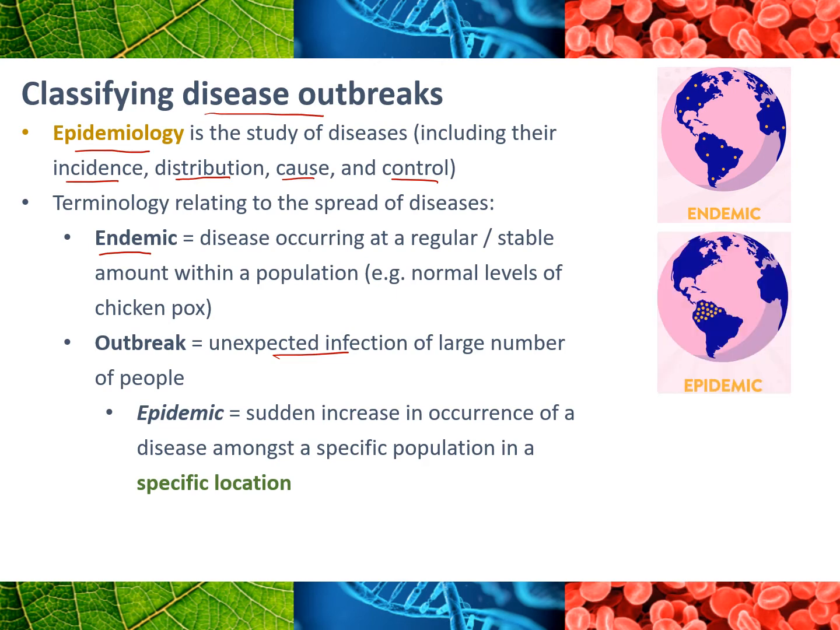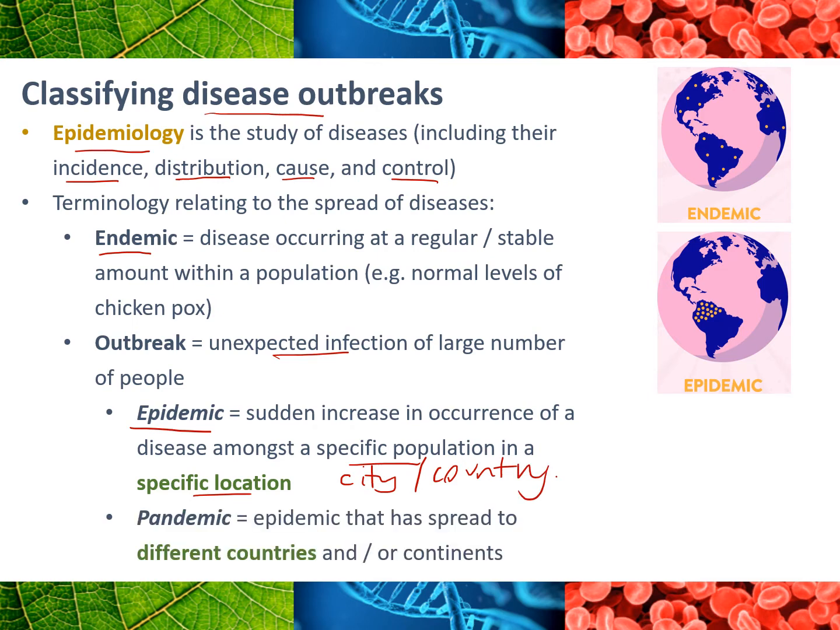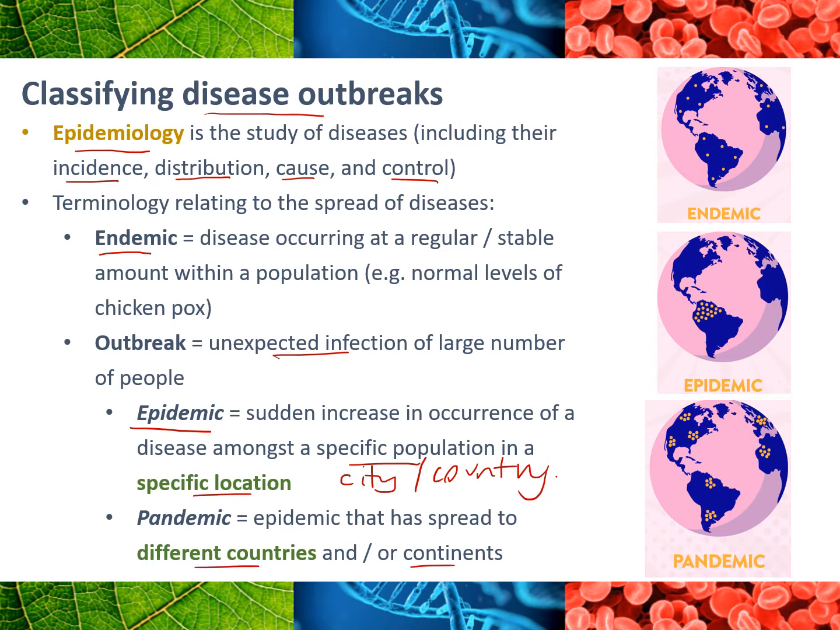Within outbreaks, there are two specific terms, and you do need to know the difference. An epidemic is when you get a sudden increase of a disease in a specific population in a specific location. That usually would be like in a city or in a country. A pandemic is when a disease spreads to different countries and/or continents. The word pan means all, so just think of it that way. A pandemic is something that spreads all around the world.